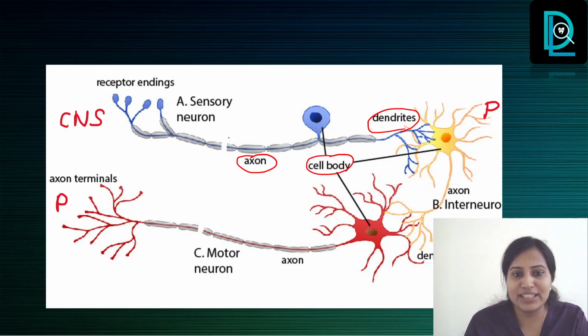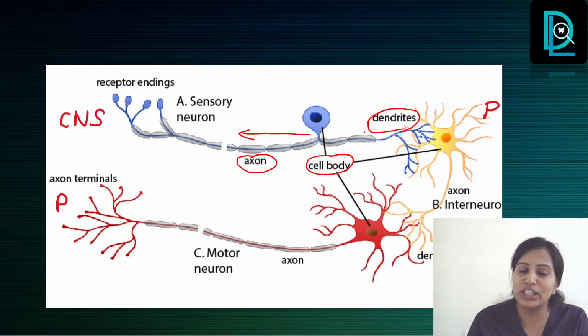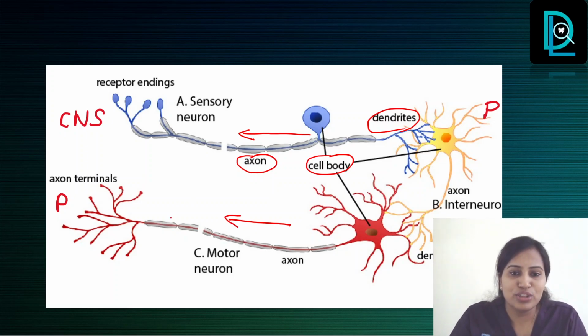What is the difference between a sensory and motor neuron? Let's see. See here what I marked as P is periphery. So what happens in a sensory neuron is that they take impulses from the periphery towards the CNS. Okay, that's how the sensations are carried out into our brain. And what happens with the motor neuron? They travel from the CNS to the periphery. That is, the impulses are traveling from the CNS towards the periphery of the body. So that is one main difference between a sensory and motor neuron.